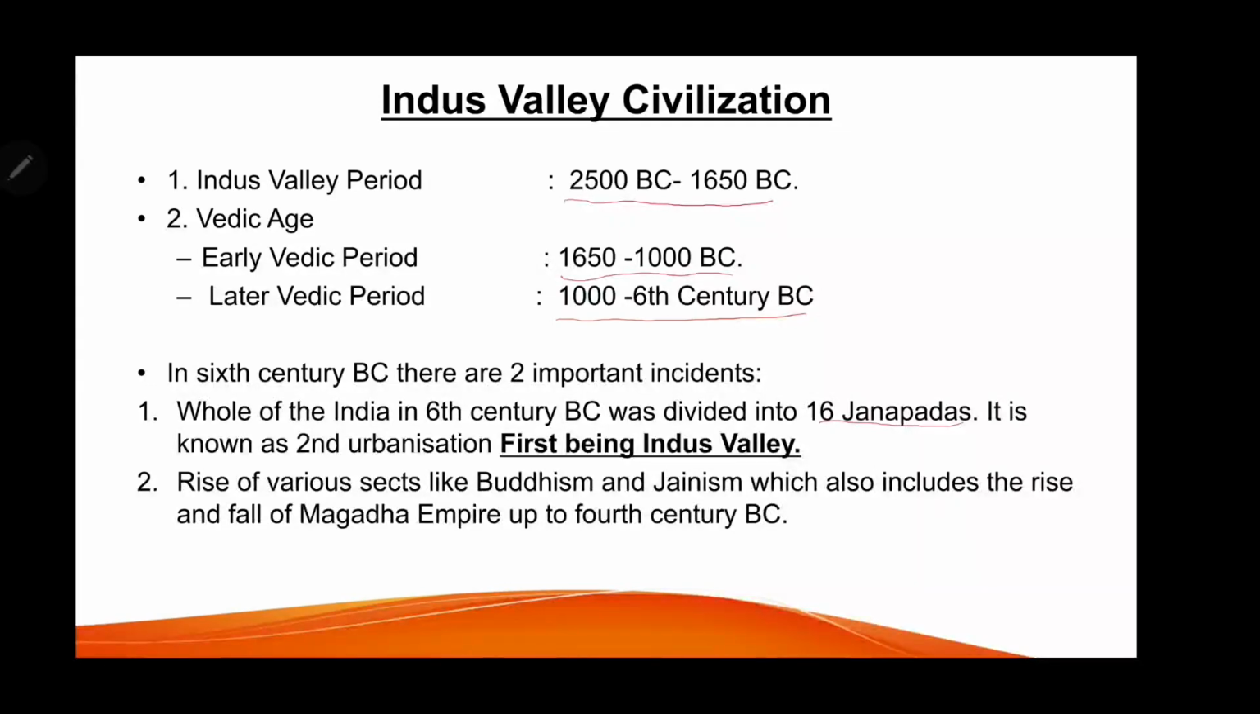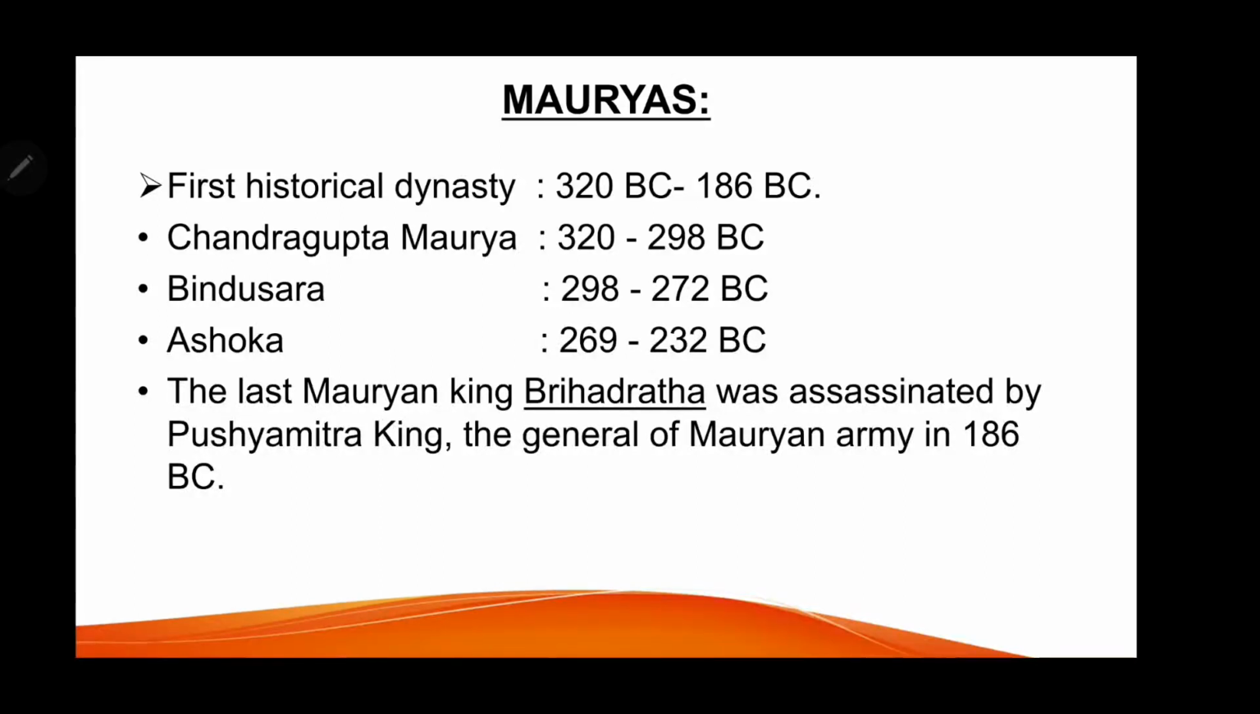The second one is another very important aspect, that is the rise of the two sects, Buddhism and Jainism. And this period also includes the rise of the Mauryan Empire up to the 4th century BC. In 4th century BC, the first historical empire was set up, that is Mauryas. There are various views about the word Mauryas that we'll discuss in the forthcoming lectures.